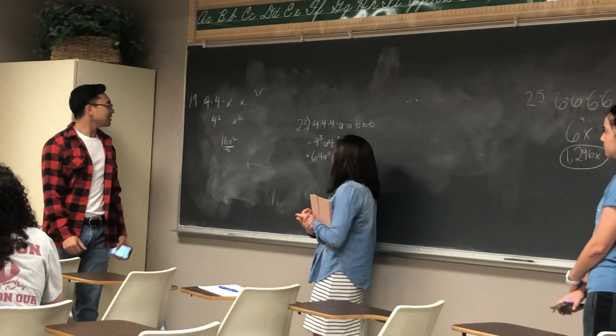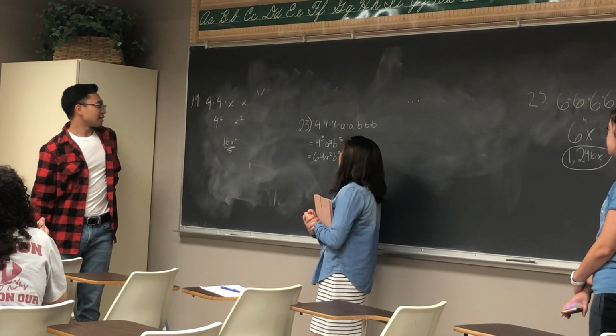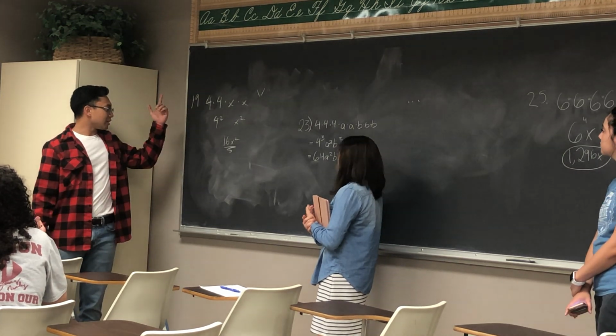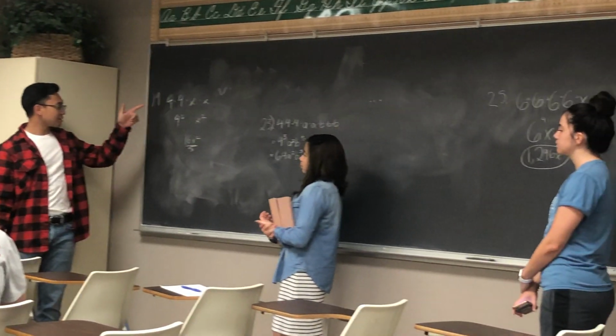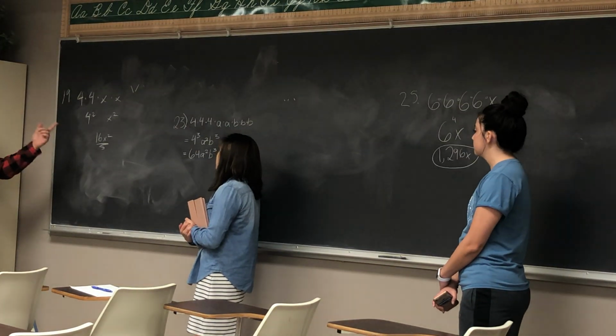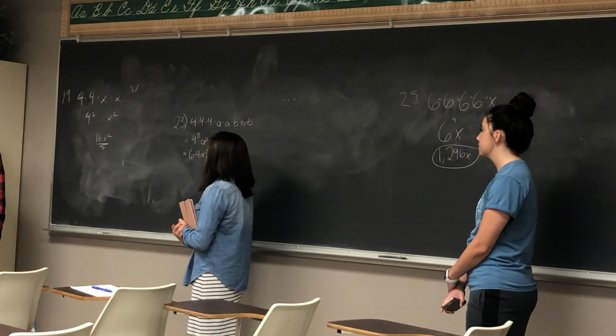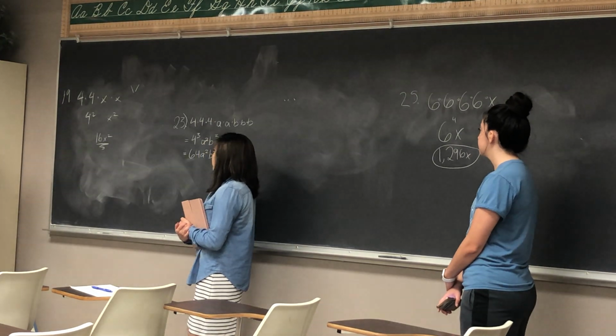So I had number 19. Number 19 said 4 times 4 times x times x. And since there were 2 4s, I did 4 squared. Since there were 2 x's, I did x squared. And 4 squared is 16, but I couldn't simplify x squared, so I just put them together and I got 16x squared. Nicely done. You can erase yours and have a seat.